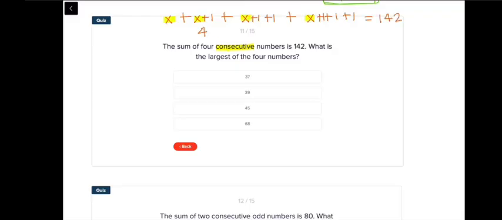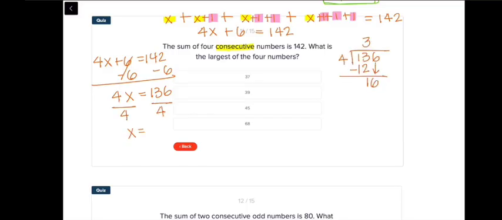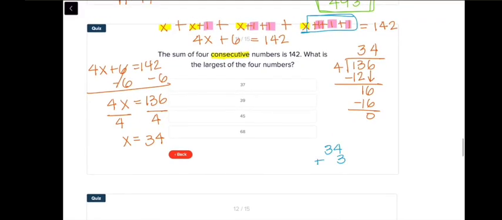We combine like terms, and we'll have 4x, 1, 2, 3, 4, 5, 6, plus 6 is equal to 142. So our equation will be 4x plus 6 equals 142. We subtract 6 from both sides to get that 4x is equal to 136. We divide both sides by 4, and x will be 136 divided by 4. 4 fits into 13 3 times, giving us 12. That's 1, bring down the 6, and that's going to be 4 times that it fits. So the smallest of these consecutive numbers is 34. But we're looking for the largest of the 4. The largest of the 4, we can get it by taking x plus these 3. So the largest number will be 34 plus 3, which would make it 37. That would be the largest of the consecutive numbers.